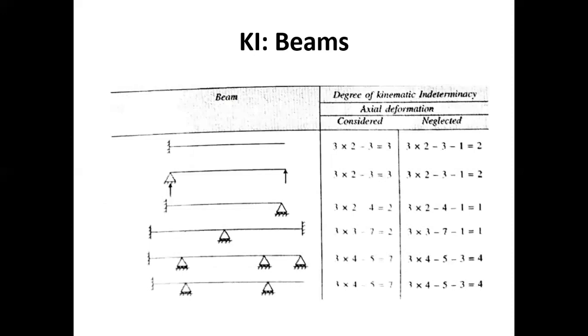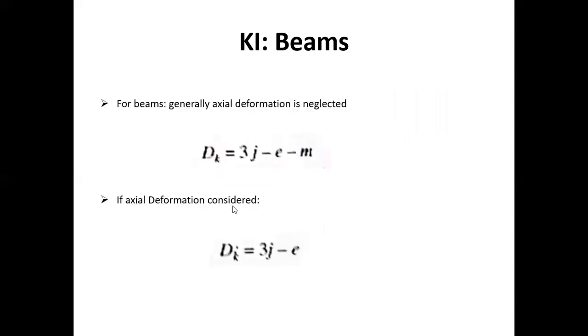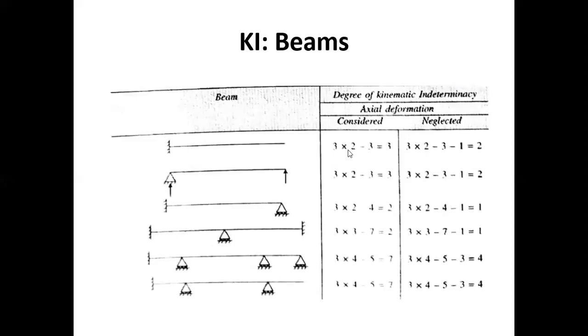Here are a few more examples of a beam. This is a cantilever beam. If axial deformation is considered, the formula is 3j minus r, or e. We just need to understand that e or r represents the number of internal reactions. So if axial deformation is considered, it is simply 3j minus e, and if it is neglected, then 3j minus e minus m.